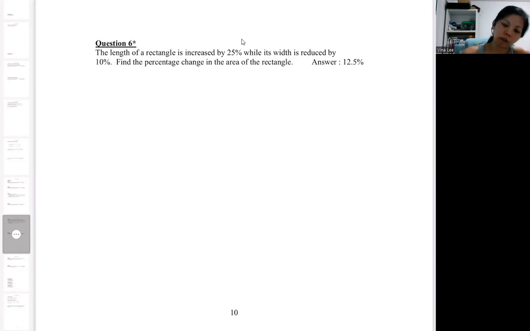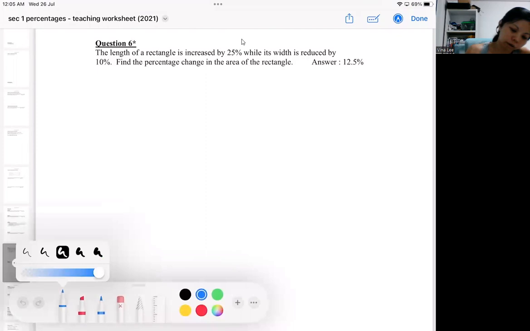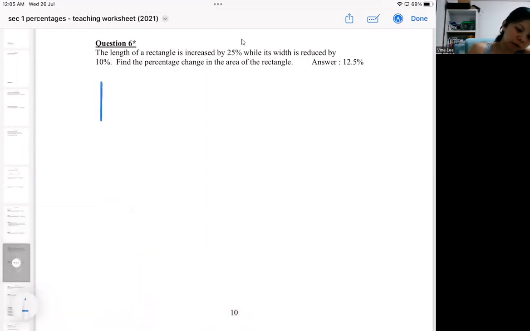So in this question, we are talking about a rectangle. There is the length of the rectangle that we are talking about, and we also talk about the width, but we are interested in the percentage change in the area. Note that the area of a rectangle is length times breadth.